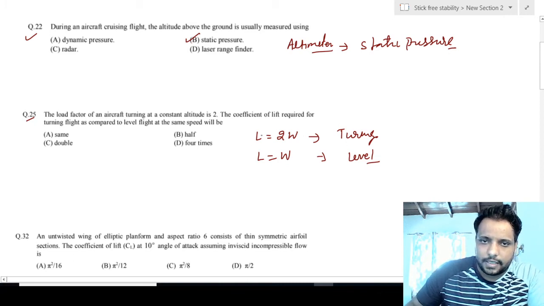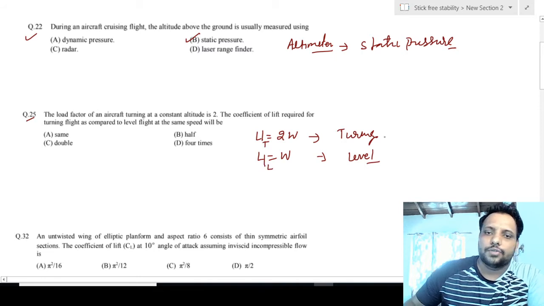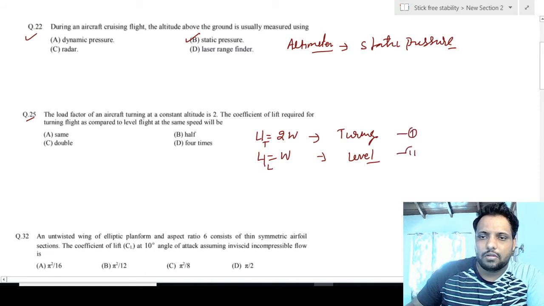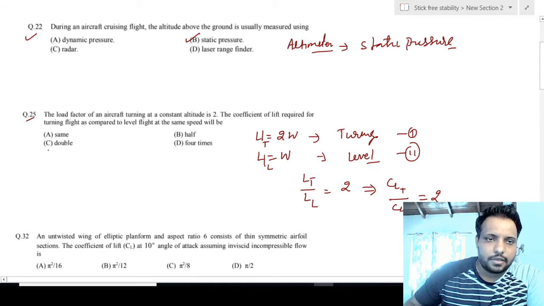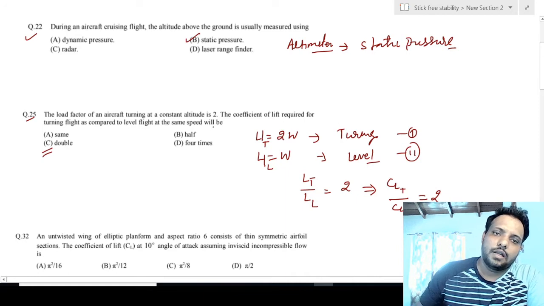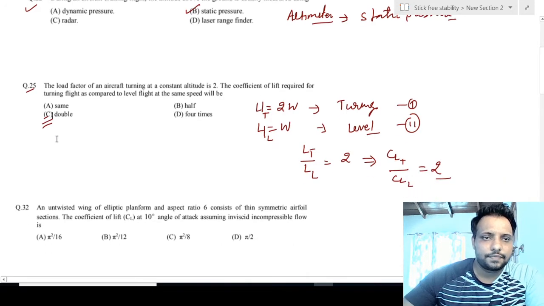Okay, so from here the coefficient of lift required for turning flight as compared to this, so let's say I denote this with LT, this with LL for level. So if I take the ratio of equation 1 and 2, so you can see here LT by LL is 2, or CLT, CL for turning flight by CL for level flight is also 2. So answer is the double. The coefficient of lift required for turning flight as compared to level flight at the same speed will be double. So answer C is correct here.